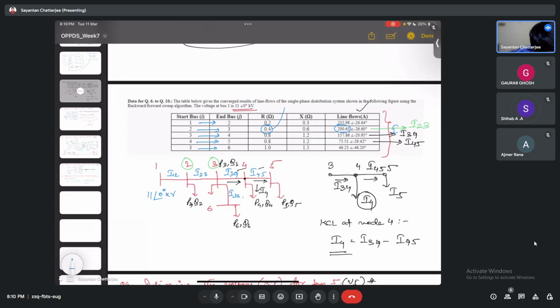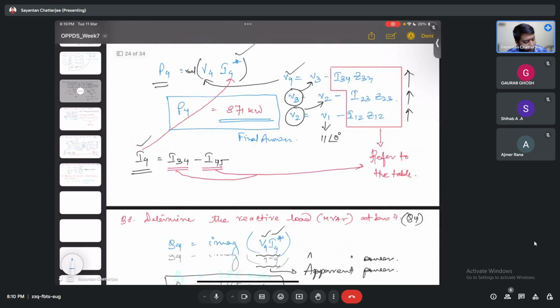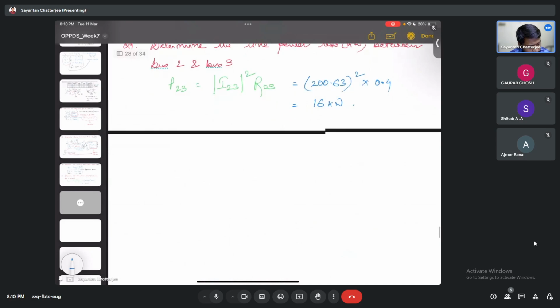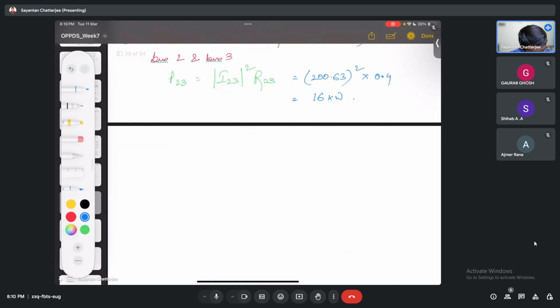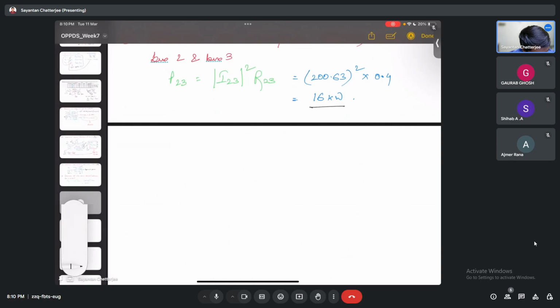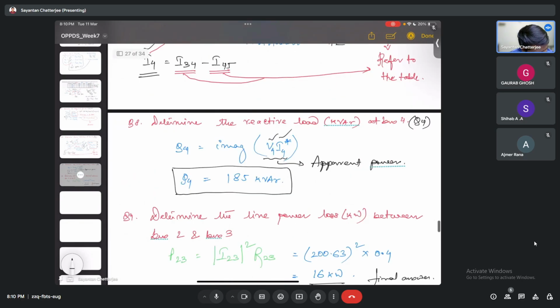Yes, sir. And this is R23, this is the I23 magnitude. So this is the final value. So this is the answer. This is the final answer.